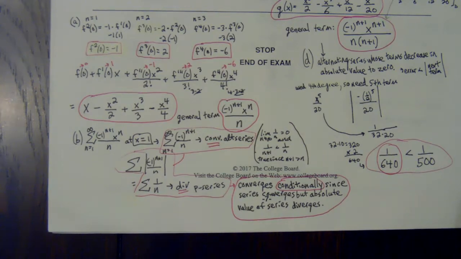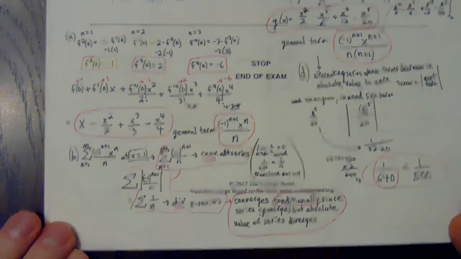So if you need a little refresher on that, watch a little 5-minute video over converge diverge and check out that handout I gave you with a bunch of examples on there over the conditional and absolute convergence stuff. All right, now letter C.